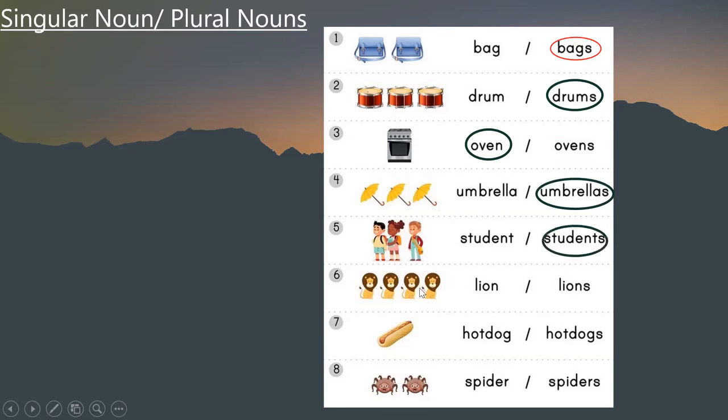And so lion, lions. Next one, hot dog, because we see only one. And next one, spider. Yes, so spiders, because there are two.